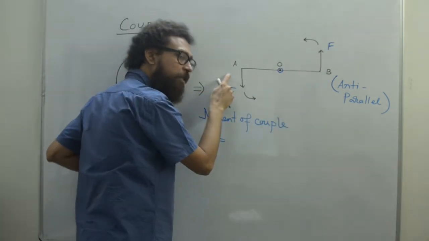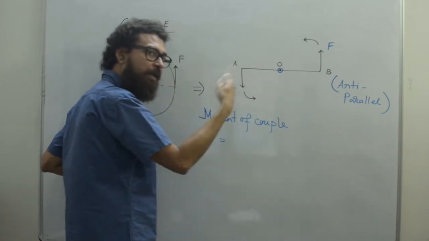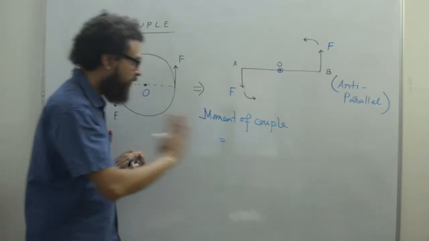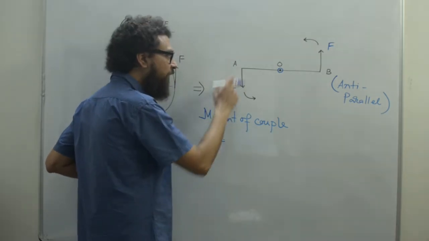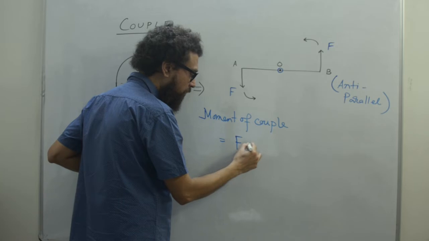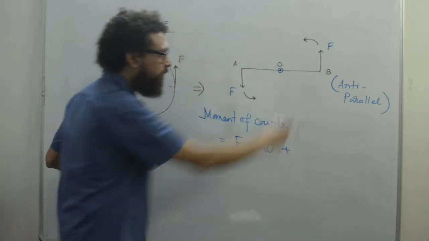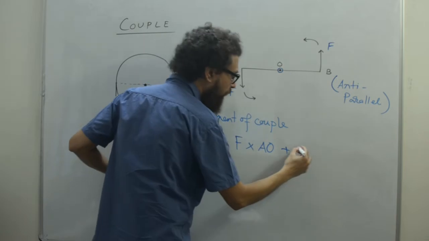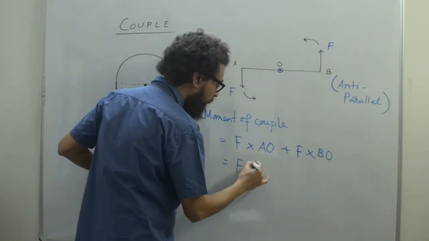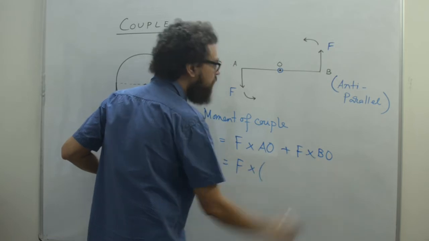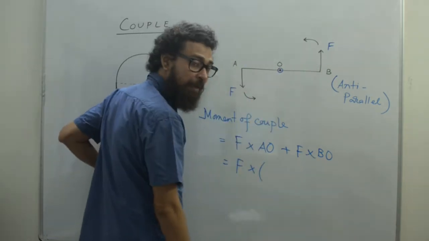Now with respect to which point will we be calculating? We'll be calculating with respect to O because it is pivoted here. Every time we calculate with respect to the pivot. Very good. So for this force, what is the moment? F into AO. This is the perpendicular distance. Plus, what is the other moment? For this, it is F into BO. So if I take F common, what am I getting? AO plus BO. What is it? AB.